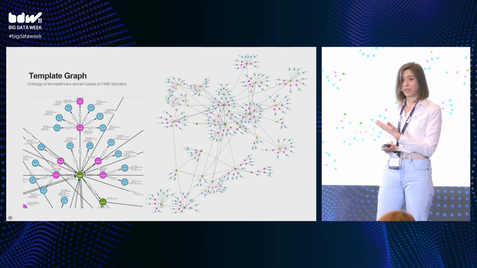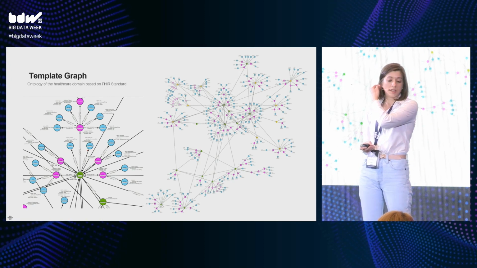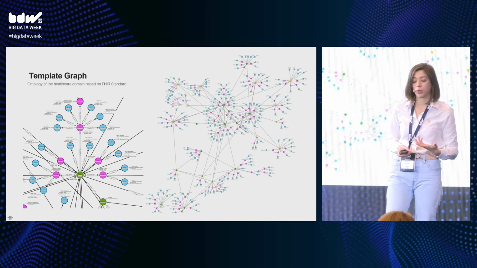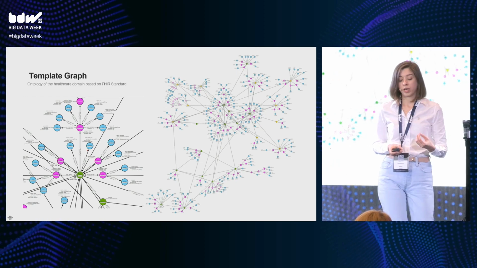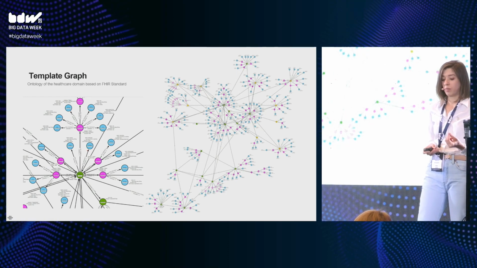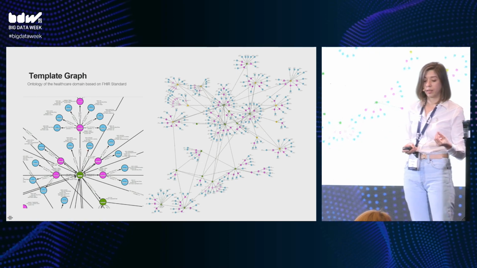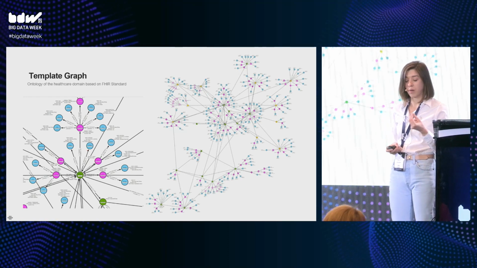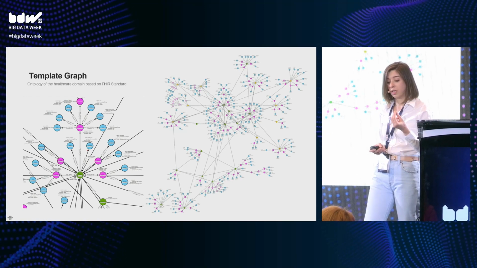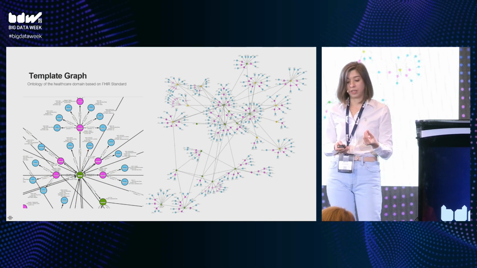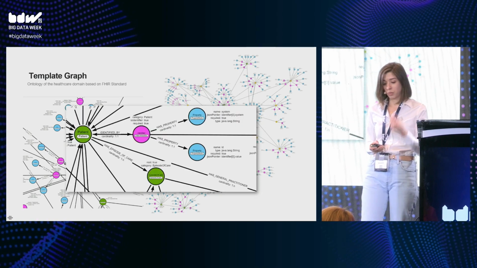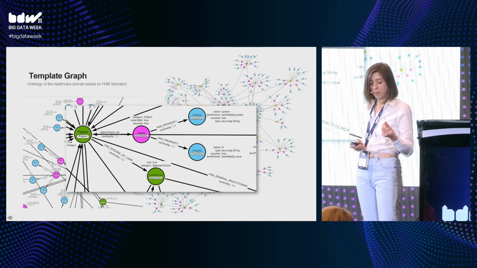Well, we create a template graph. And this is the main tool of our ingestion process. We are taking each resource in that data model and creating a root node for it. And then every piece of metadata about that resource is going to be transformed into a metadata node. And to be more specific, let's look at this example.